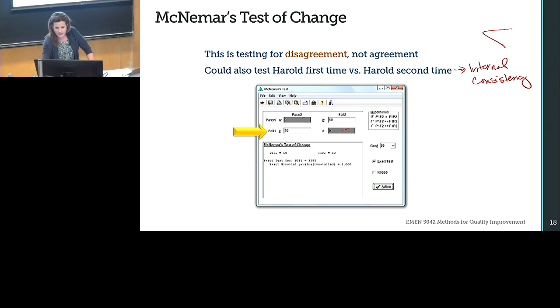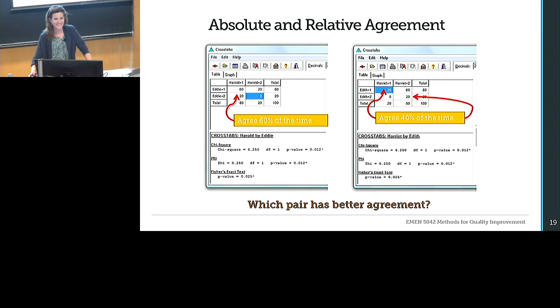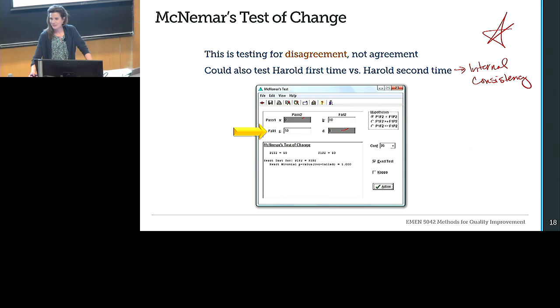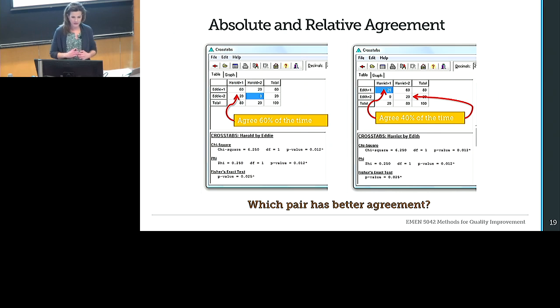I'm going to put a star by it because you need to know. Okay? You need to know that. All right. Okay. So we can look at absolute and relative agreement. Now, looking at this, we have some different examples here between Eddie and Harold and Edith and Harriet. And you'll see here that we have the exact same numbers for our chi-square test, which is not exactly the right test here. But you could see, and 1 is a pass, right?